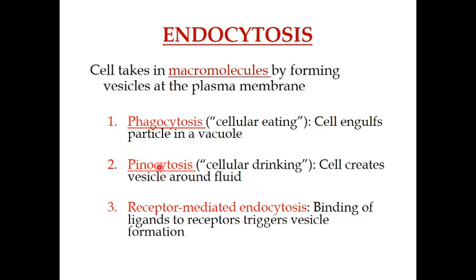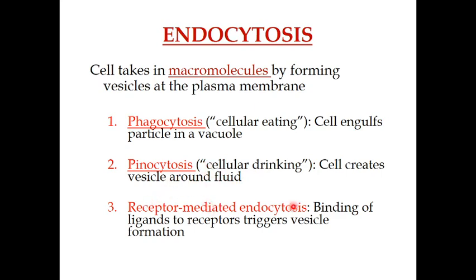And there is another process called pinocytosis. It is called cellular drinking. That means the cell creates a vesicle around a fluid. Here it might be a solid particle, phagocytosis. Here it is a liquid, and that is how the cellular drinking process came. For your understanding, you can link pinocytosis to the words pineapple juice. It is funny, right? You can remember pinocytosis, pineapple juice. That means it is drinking. There is a fluid that has been taken inside the cell.